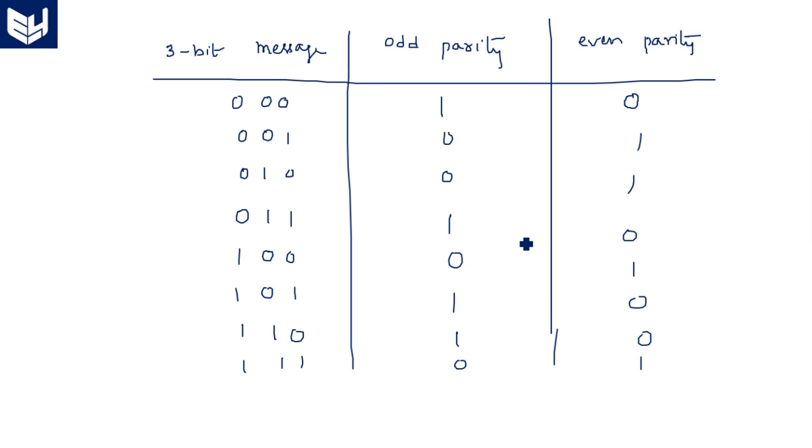Based on this we can simply write the Boolean expression. For odd parity, it is 1 when the inputs are 000, 011, 101, 110. Even parity will occur in the remaining cases. Odd parity and even parity are exactly opposite to each other, complemented versions of each other. So odd parity bar is equal to even parity, or even parity bar is equal to odd parity.